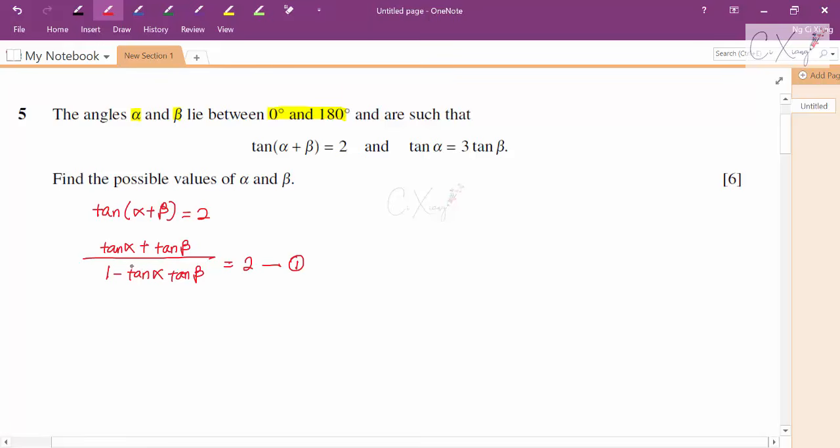Okay, so I will leave this as my first equation. Of course, I can't solve for alpha and beta for now because we are only having the first equation here. We need to find out the second equation, okay, and substitute it into this first equation. So our second equation is very straightforward, where you can see that tangent alpha is equal to 3 tangent beta. So I will assume that this is my second equation. All right, I want to substitute equation number 2 into equation number 1.